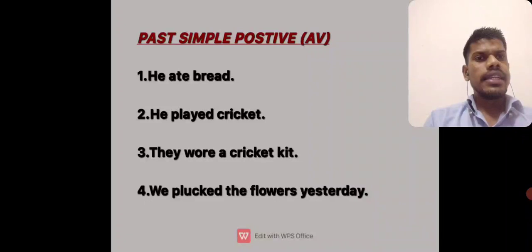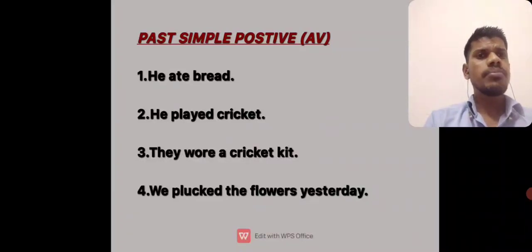Third sentence, they wore a cricket kit. Here also the object is singular. A cricket kit was worn by, and they becomes them in the passive form. Fourth sentence, we plucked the flowers yesterday. Then what will be coming here? The flowers were plucked by us yesterday. Why do I use were? Because you're talking about the object, that is the flowers, plural. So I have to use only were. I should not use was over here.